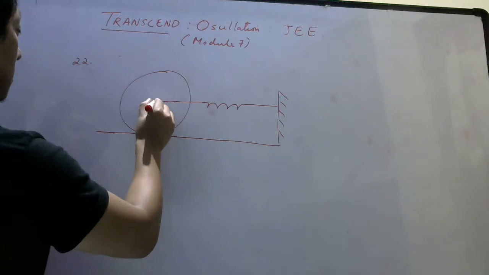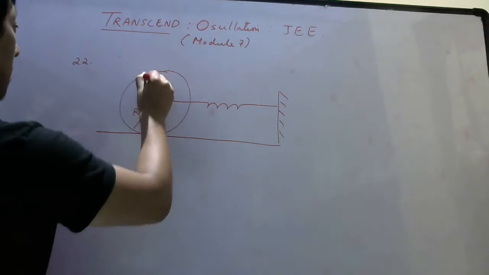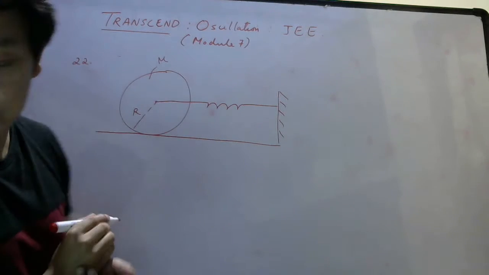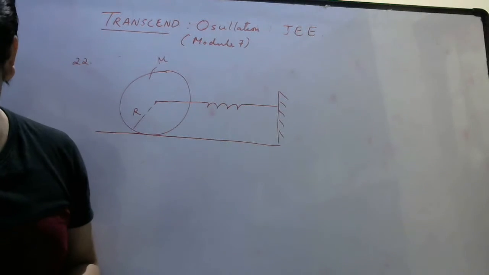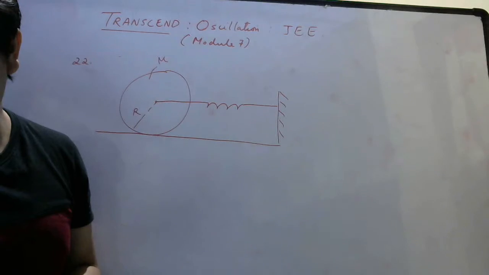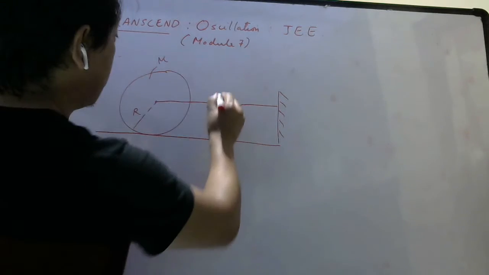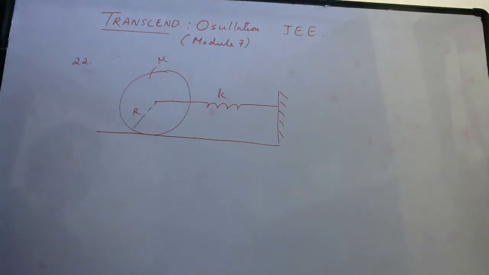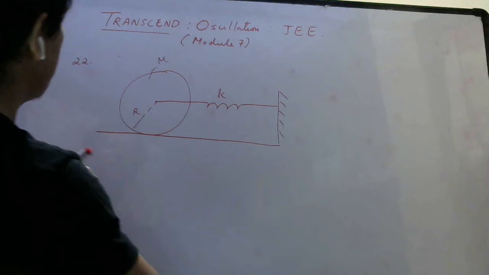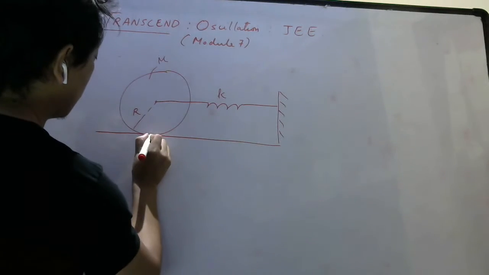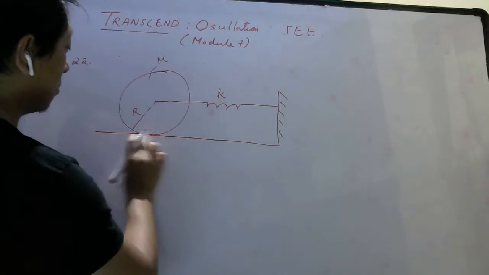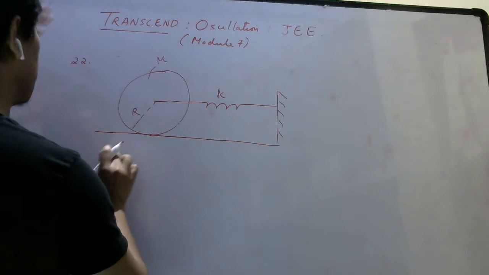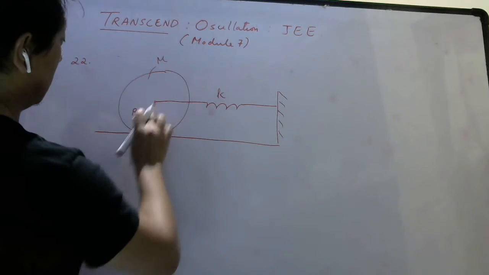The radius of the cylinder is r, the mass of the cylinder is m, and the spring constant is mentioned to be k. So what will be the time period of this? How do we solve this? The best way to solve this is, first understand what's happening. This point is not going to slide on the surface because it is undergoing rolling without slipping.